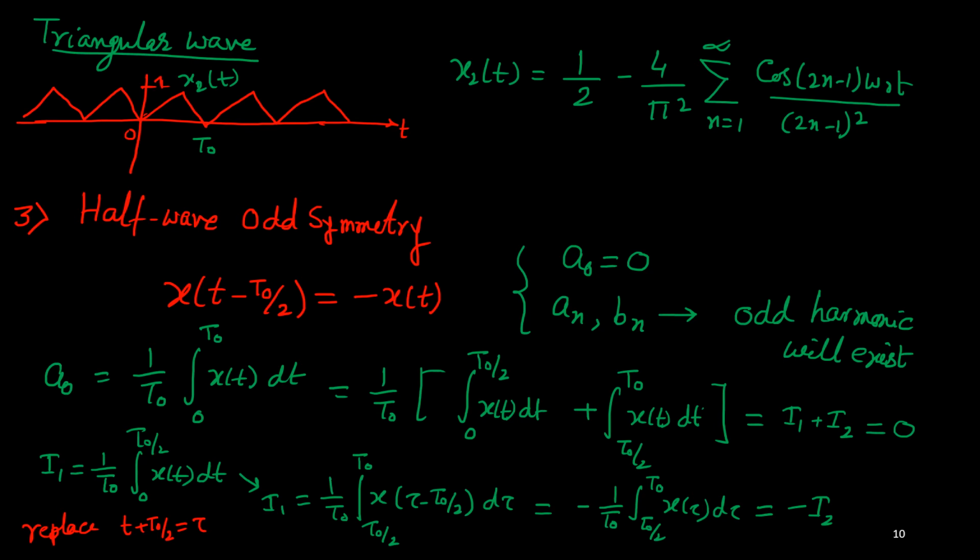Now what about the AN and BN? Again, similar logic we will do. Okay. So let us see. What is your AN? 2 upon T naught, and integration for one time period. I'll consider 0 to T naught, or again, okay, minus T naught by 2, that also I can do. So anything to T naught by 2, it's okay. So any one time period I can consider. It is x of t multiplied with cos of n omega naught t and then integrated.